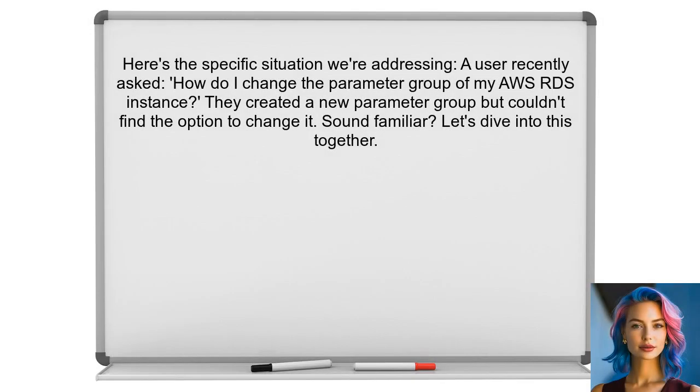Here's the specific situation we're addressing. A user recently asked, "How do I change the parameter group of my AWS RDS instance?" They created a new parameter group but couldn't find the option to change it in the RDS dashboard. Sound familiar? Let's dive into this together.